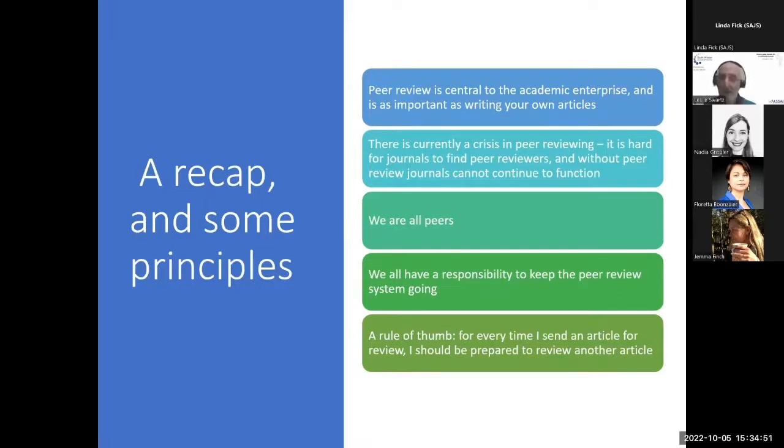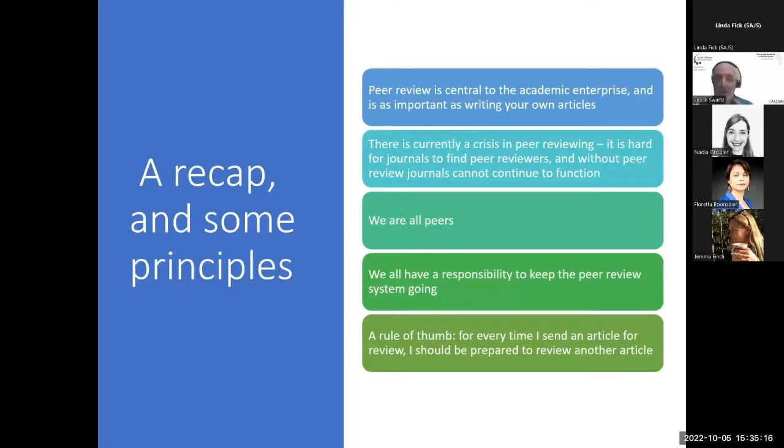So who are these peers? And I can already see in the chat, people have a kind of fantasy that peer reviewers are some sort of special kind of being, but everyone on this call is a peer. Peer just means somebody who's similar to other people. So the minute we start publishing, we all have a responsibility to keep the peer review system going.